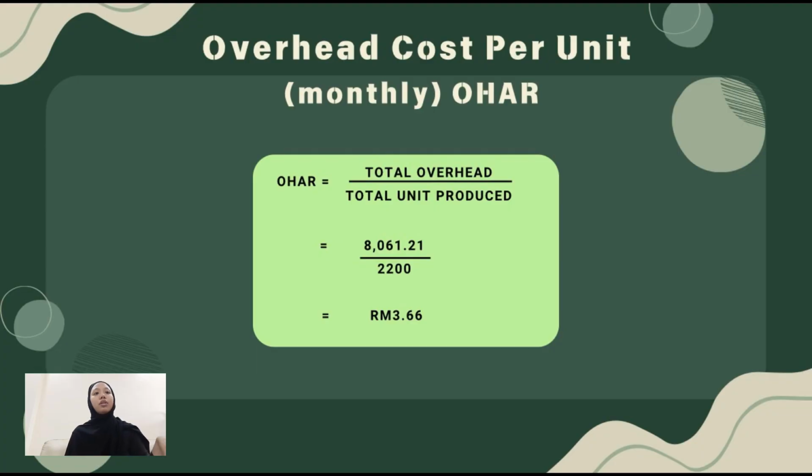So overhead cost per unit monthly, OHR. The formula is total overhead divided by total units produced. So total overhead RM8,061.21, we divide by 2,200 units produced for our bouquet. So we got a total of 3 ringgit 66 cents.